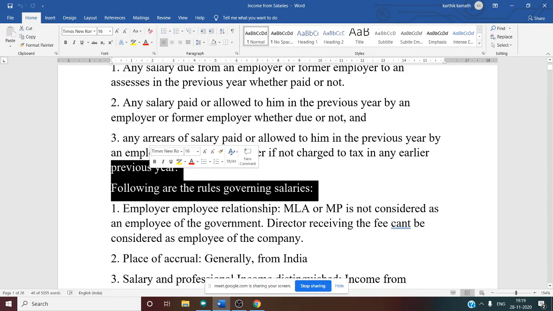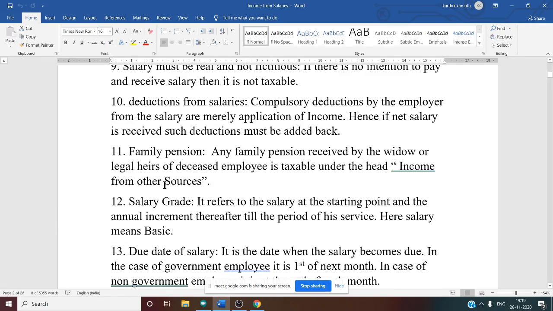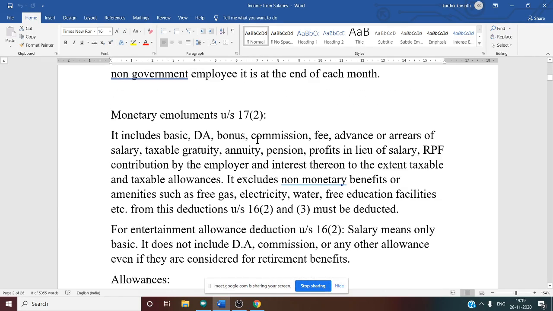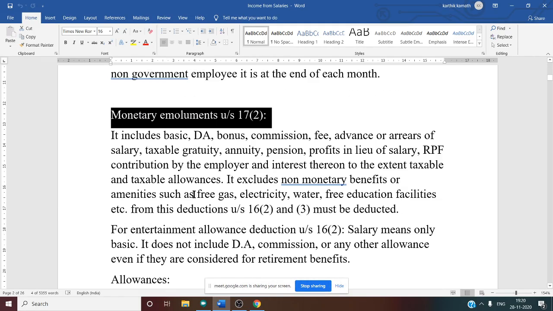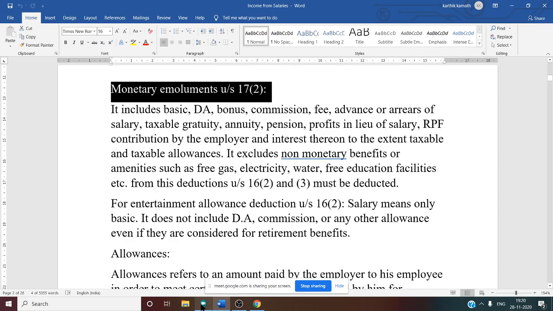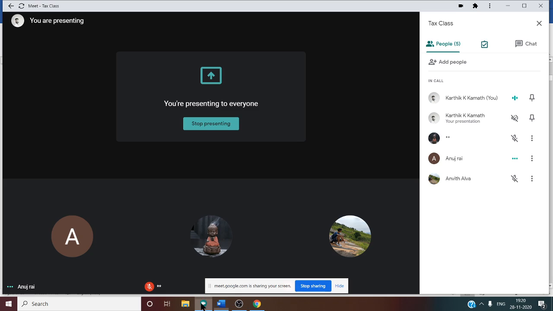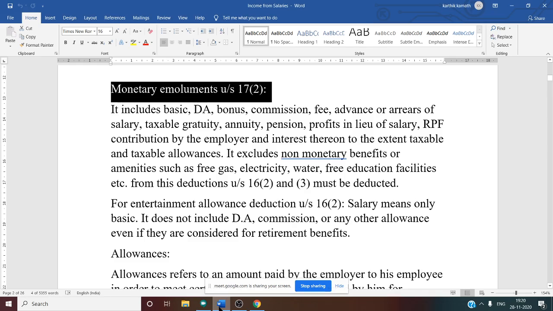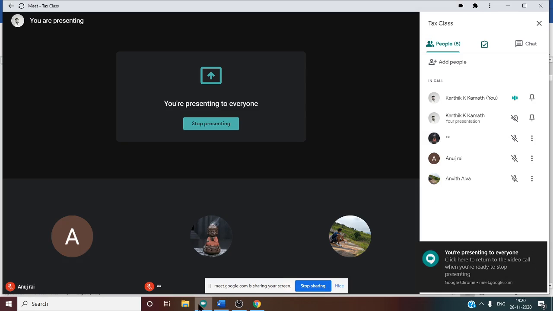Following are the rules governing salary. After knowing all these rules, the next thing we have to see is monetary emolument under section 17 clause 2. What do you mean by monetary emolument? Can you tell me? Monetary emolument is nothing but, in addition to the salary, all the facilities given to the employee. So that is known as monetary emolument.